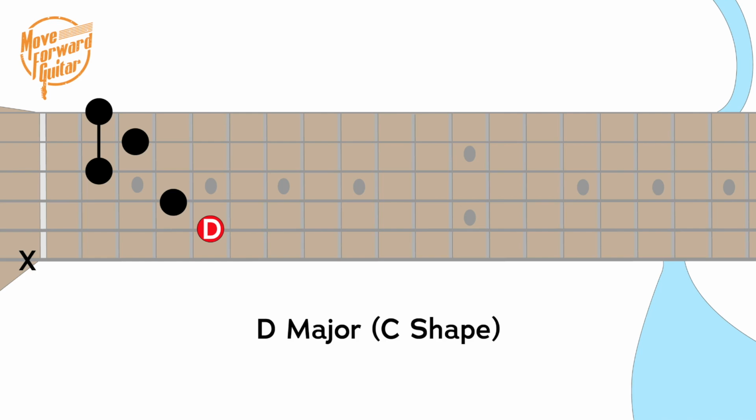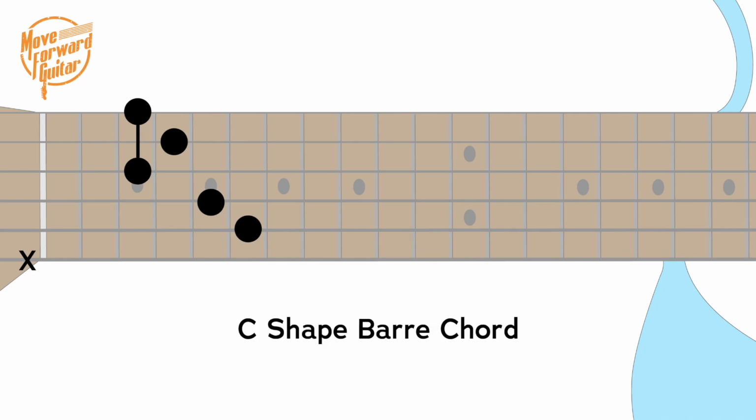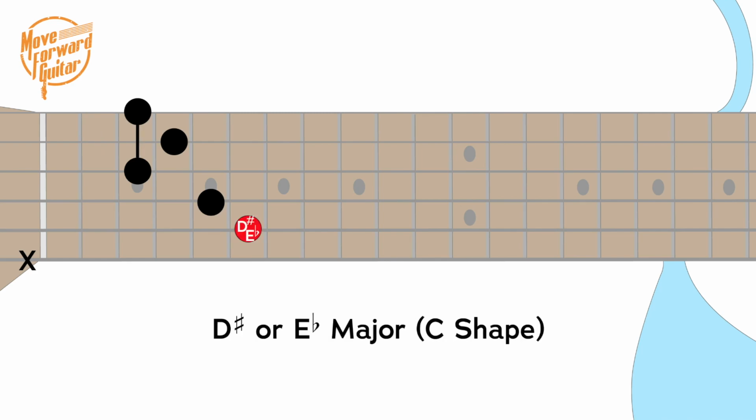And where it's shown on the diagram right now, the lowest note, which is the root note of this shape, is a D. It's a D major chord, but it's a C shape chord. Or I can move it here. Again, this is a C-shaped bar chord, but it's not a C major chord because that lowest note is a D sharp or an E flat, depending on the musical situation. You can call it either one. And that's the name of the chord. So this would be a D sharp or an E flat major chord in the C shape.